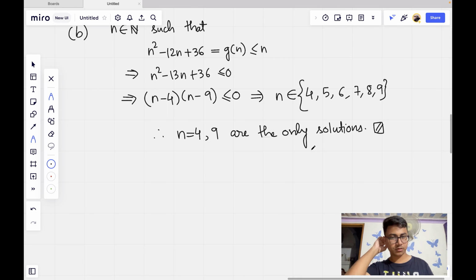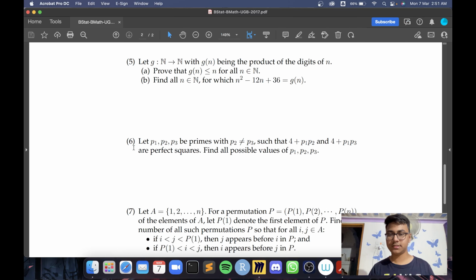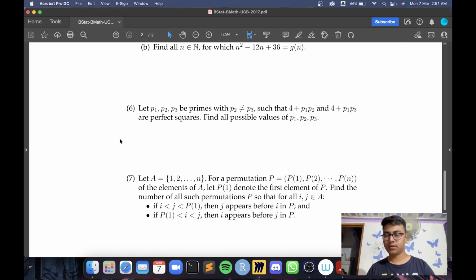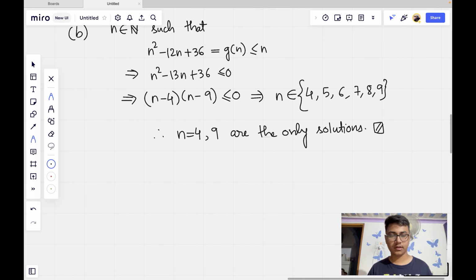It was a fairly simple question. Now we move on to the 6th question, another number theory. Question number 5 is a number theory question. Question number 6 is again a number theory question.